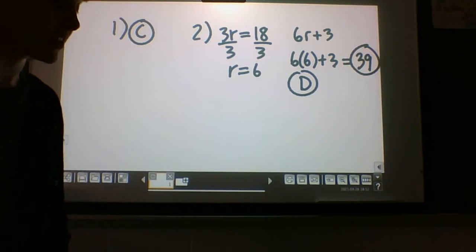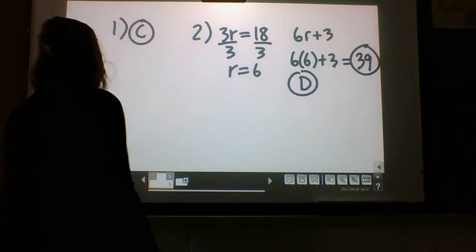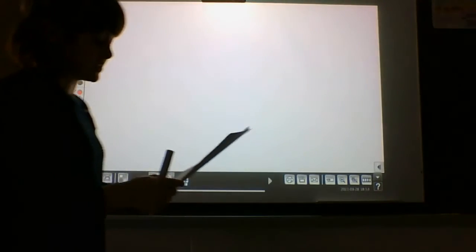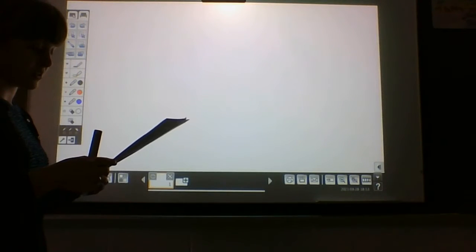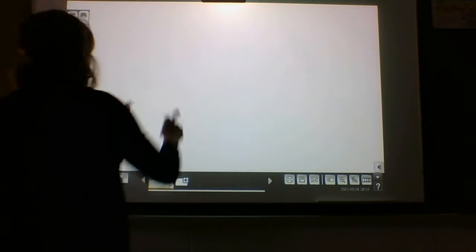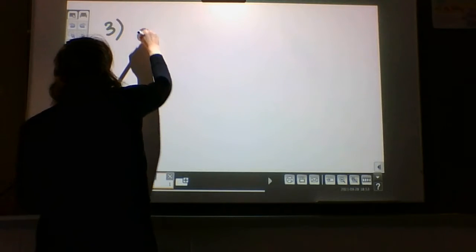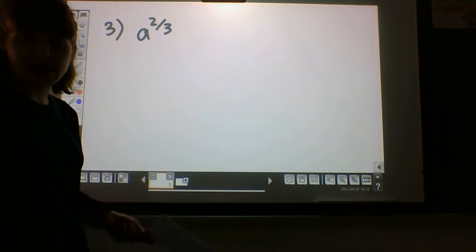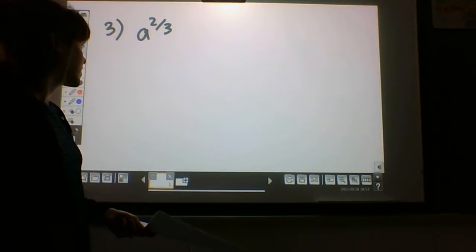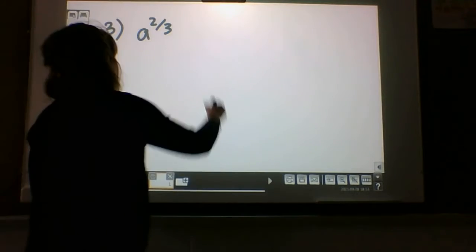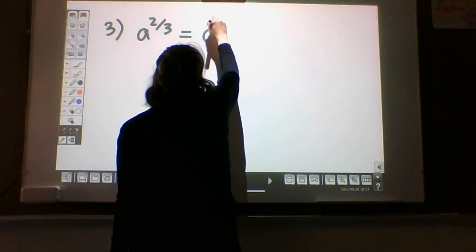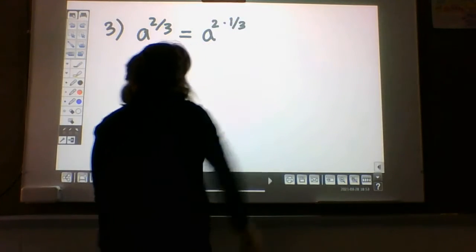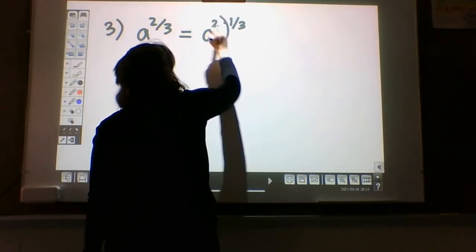I'm going to erase those now and go to number 3. Number 3 says, which of the following is equal to a to the 2/3 for all values of a? So if we have a to the 2/3 power, that really means I'm taking a and squaring it and then taking the cube root after the fact. So that actually equals a squared, being raised to the 1/3 power, like this.